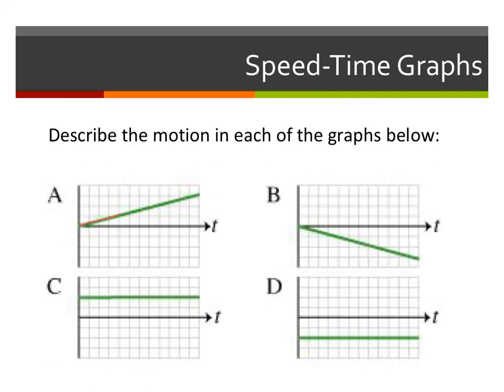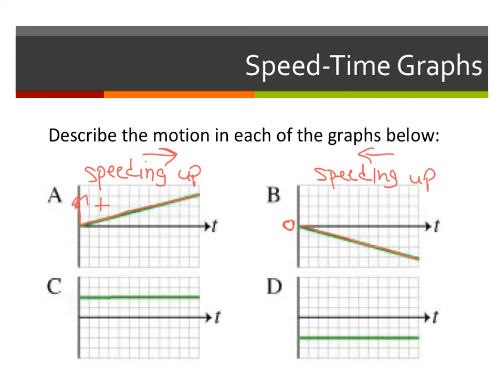Graph A, you can see that the velocity is increasing. So this would be an object that is speeding up. The velocity is also positive, you see, because it's above the x-axis, so this object's moving to the right. Now in graph B, you may think that it's slowing down because it has a negative slope, but this one is also speeding up. If you think about the fact that 0 velocity is right here at the x-axis and it's moving in the negative direction, it's speeding up, but it's just going in the negative direction.